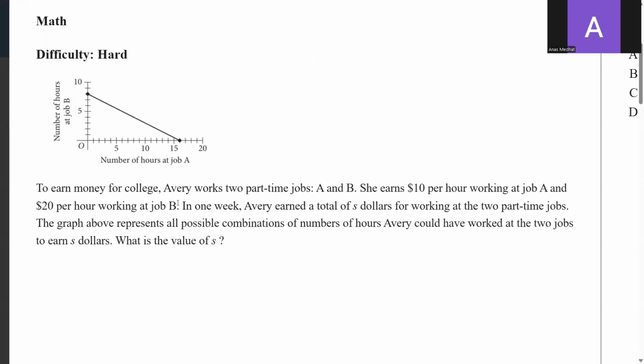To earn money for college, Avery works 2 part-time jobs, A and B. She earns $10 per hour working at job A, and $20 per hour working at job B. In 1 week, Avery earned a total of $S. So the question wants the total dollars Avery earned in 1 week from the 2 jobs.